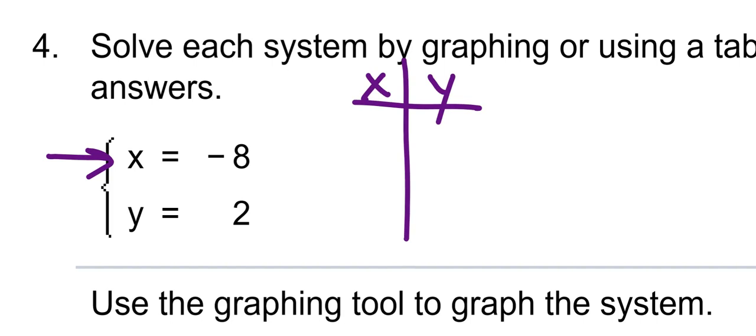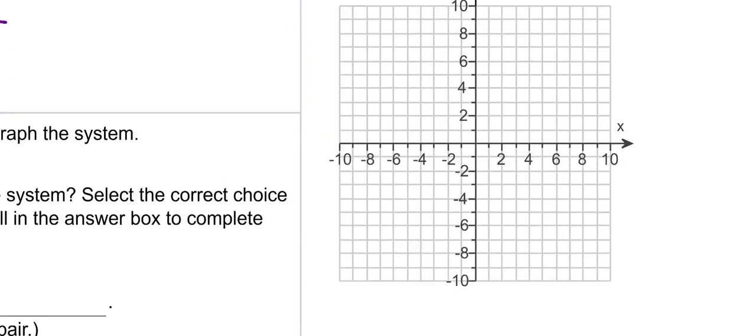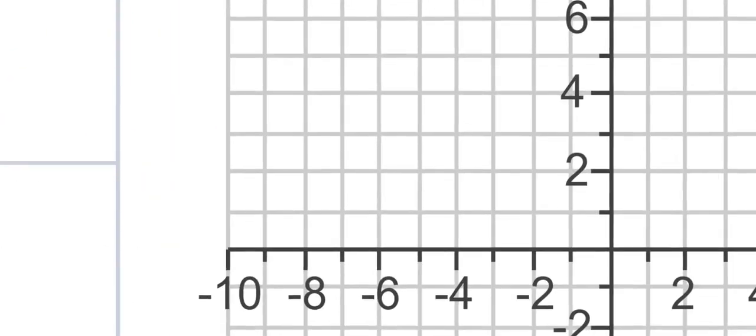Okay, so let's see. If all the x values are negative 8, let's see. Negative 8, 0. Negative 8, 1. Oh, sorry. Negative 8, 2. Negative 8, 3. Okay, let's find those on my graph. Negative 8, 0. Negative 8, 1. Negative 8, 2. Negative 8, 3. Does this look like a horizontal line? Okay, vertical. Okay.